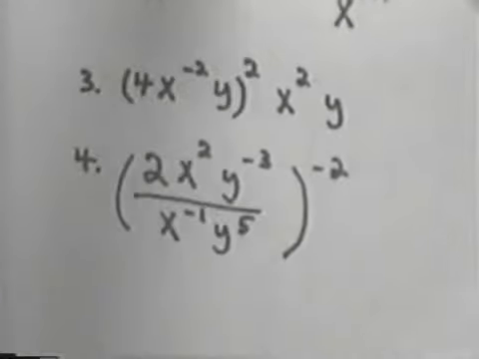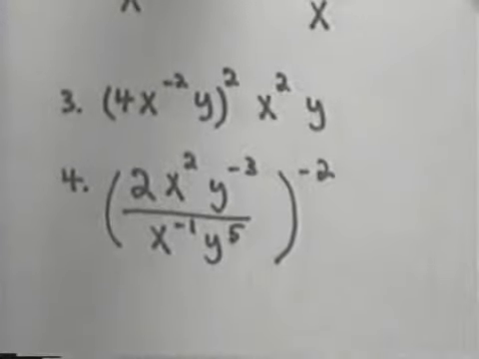Now I'm going to give you the fourth one. 2x squared y to the negative 3 divided by x to the negative 1 y to the 5th, all raised to the negative 2 power. Be sure to look at the screen to see how to get that one written. It's a tough one.